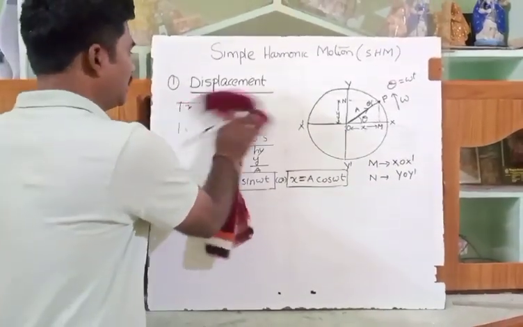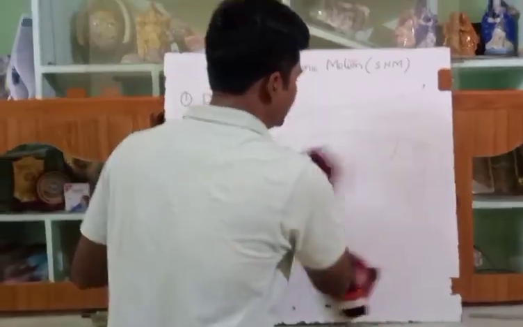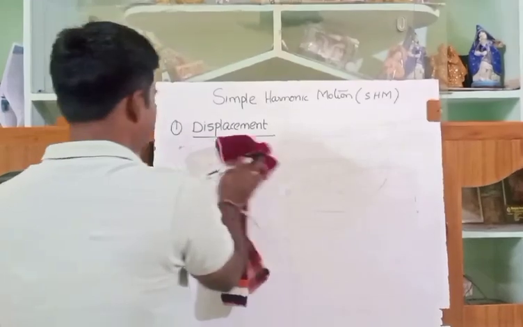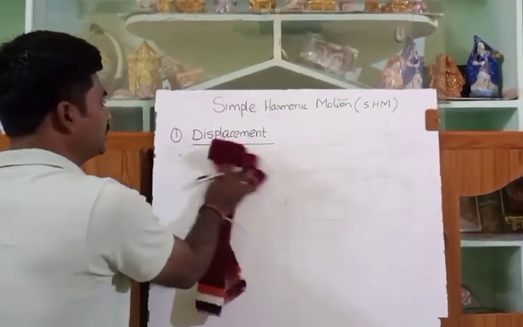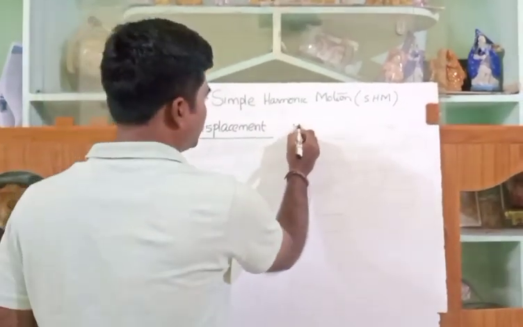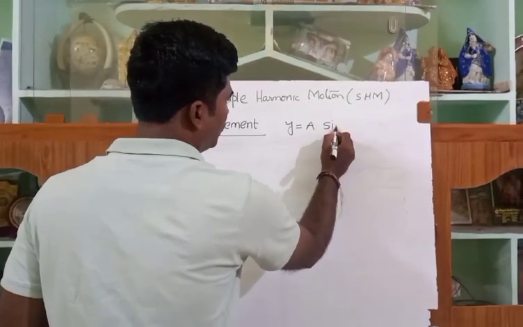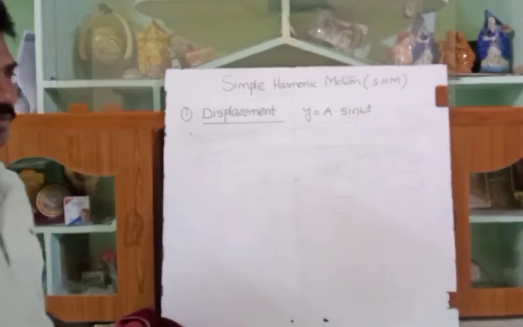Once again I am giving the definition. What is the displacement of a particle? The displacement of a particle we can measure from its mean position. That is, the distance of the particle from the mean position is called displacement, which is given by y equals a sin omega t. That is, I am taking the sine form.